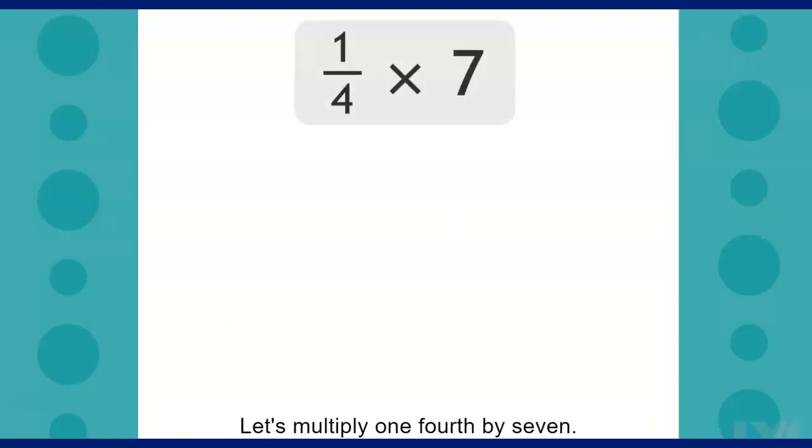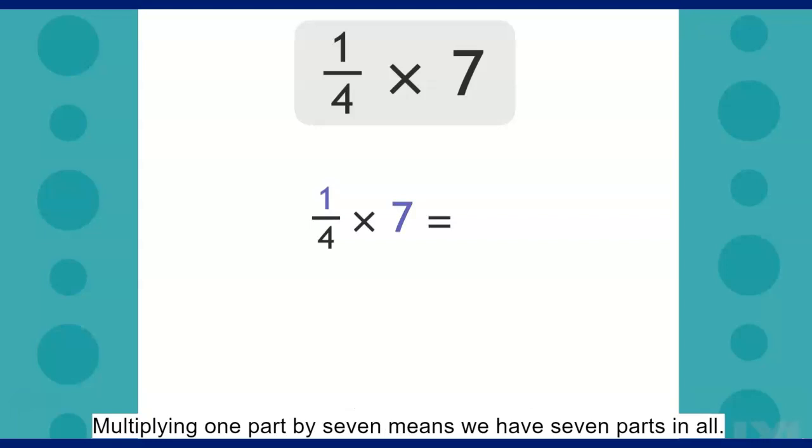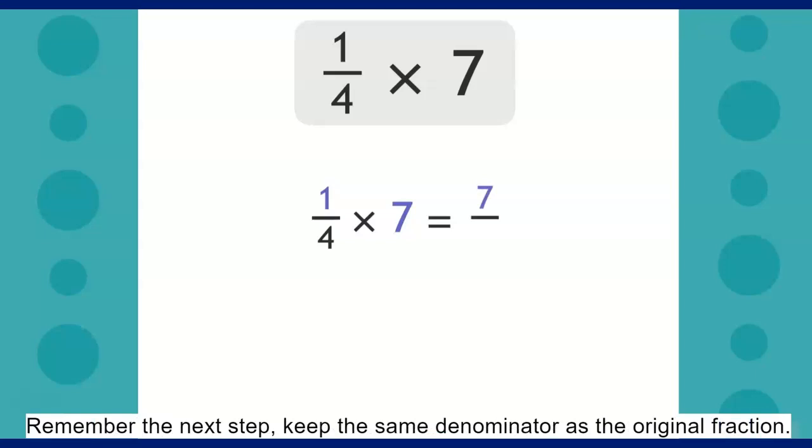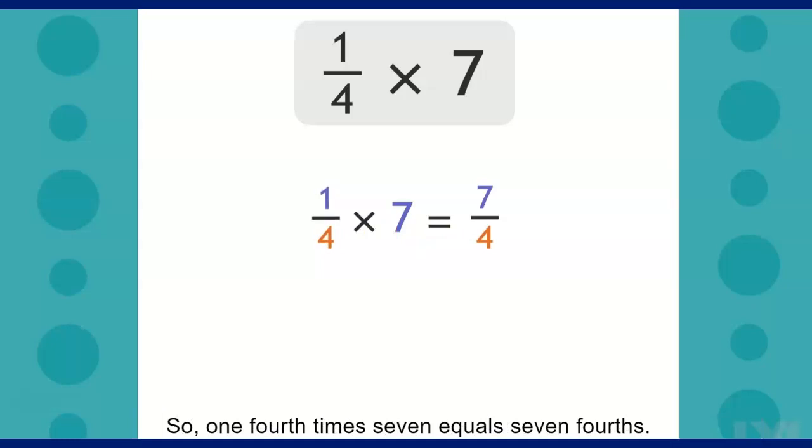Let's multiply 1/4 by 7. Our fraction is 1/4. If we multiply 1/4 by 7, how many fourths do we have in all? The numerator of 1/4 is 1, which means we have 1 part in this fraction. Multiplying 1 part by 7 means we have 7 parts in all. Remember the next step? Keep the same denominator as the original fraction. 4 is our original denominator, giving us 7/4 as our answer. So 1/4 times 7 equals 7/4.